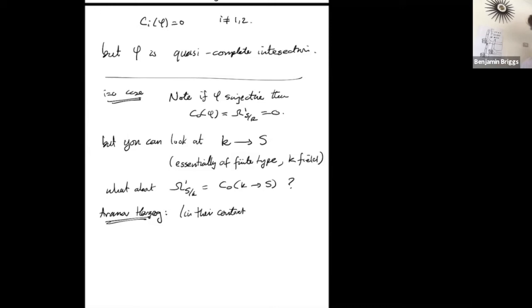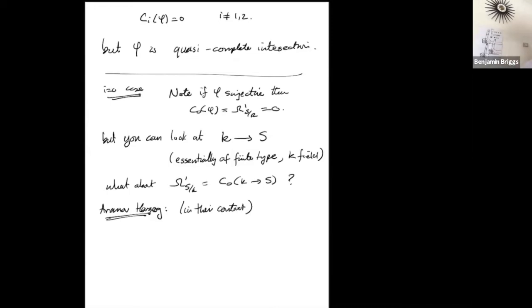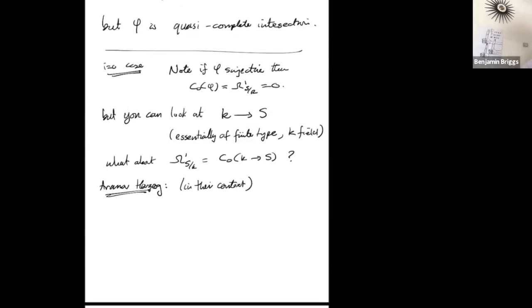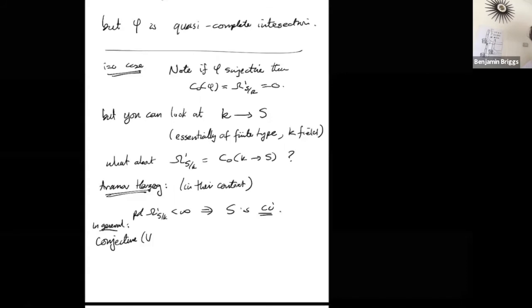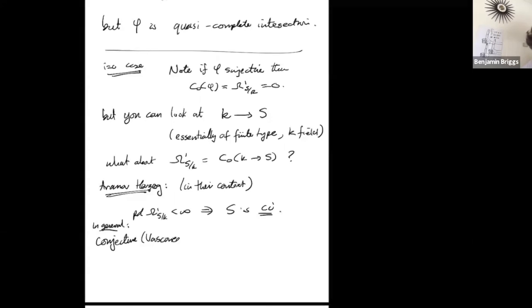Avramov and Herzog did prove this corresponding result that in their context, so when K has characteristic 0 and S is also graded, it is true that if the projective dimension of this module here is finite, then S is a complete intersection. In general, there is a conjecture of Vasconcelos from the same year, from 1978, that says that it should be the case.